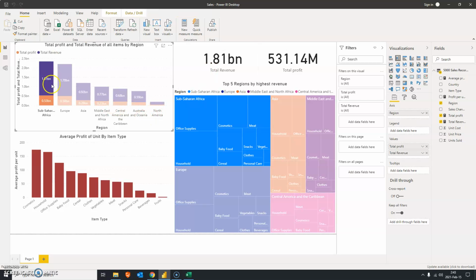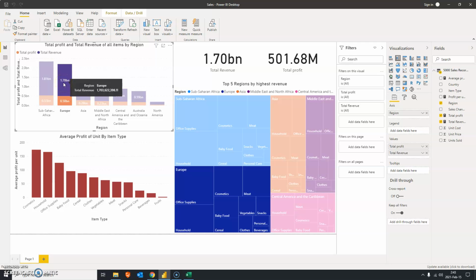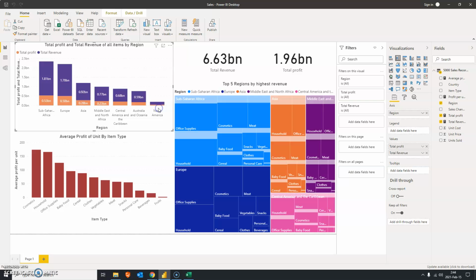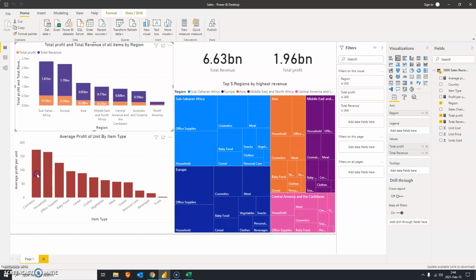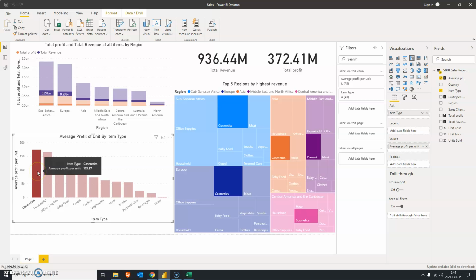So here is the first chart, which is showing total profit and total revenue of all time by region. Here is 1.81 billion in this region. Then this is Europe, which has total revenue of 1.70 billion and 0.50 billion of profit. Then total revenue in Asia was 0.92 billion, and profit was 0.28. So this is descending order. North America was last.